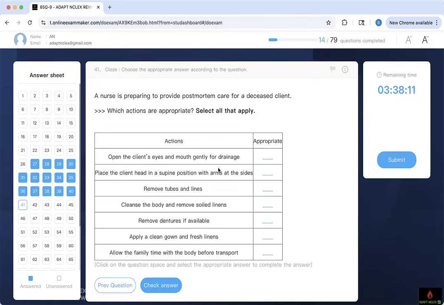Do you open the client's eyes and mouth gently for drainage? Should you place the client in the supine position with the arms at the side? Should you remove tubes and lines? Do you clean the body and remove all soiled linen? Do you remove the dentures? Do you apply a clean gown and fresh linen? Do you allow the family to spend time with the patient?